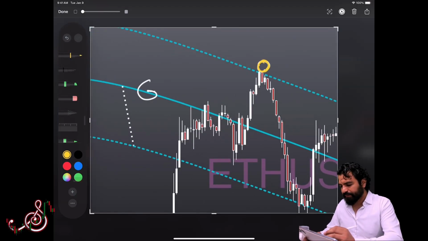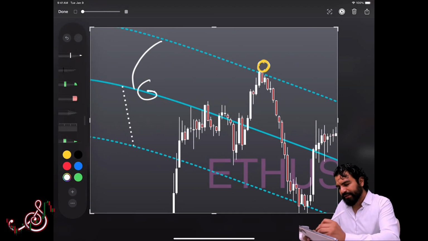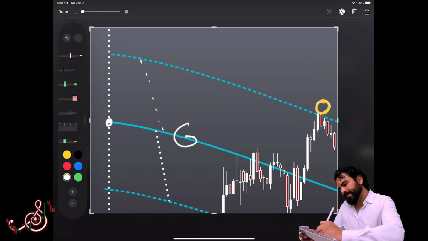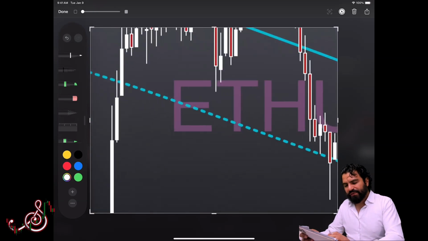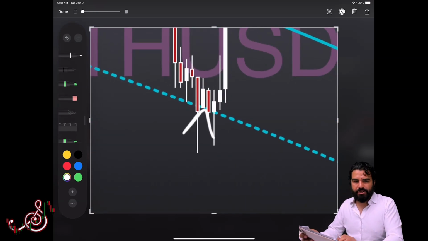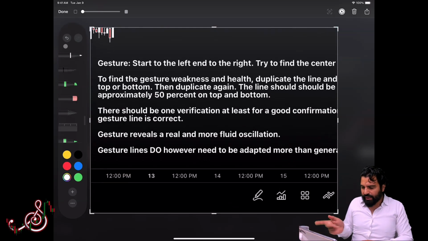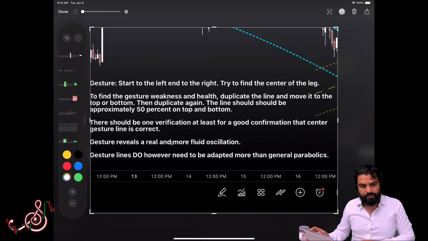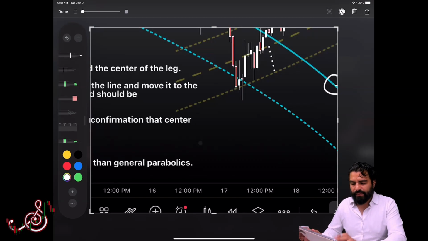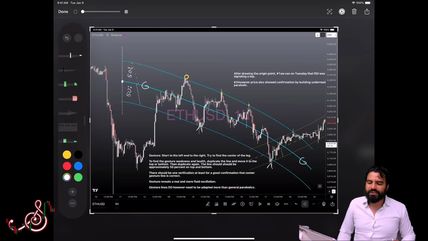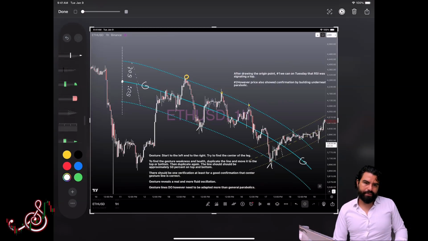Then we measured for 50%. So we actually measured that. 50%, 50%. And we knew it was 50% when we were hitting this. So that's our verification. That lets us know that for the most part, the oscillation is correct. Remember, we're measuring for true, more real, fluid oscillations. Okay? We actually hit another one approximately here. So that's even better. According to this gesture, where is the health?